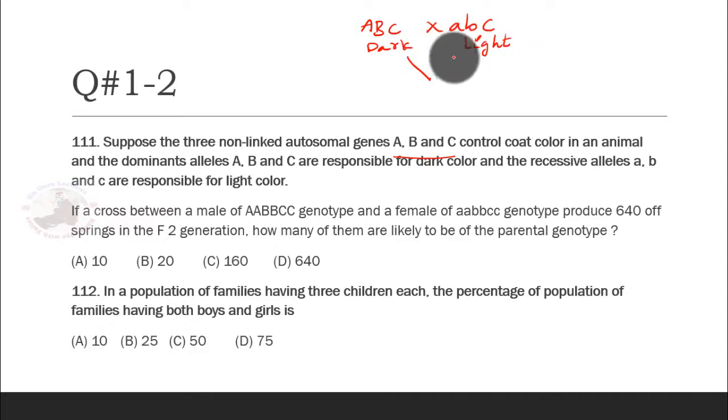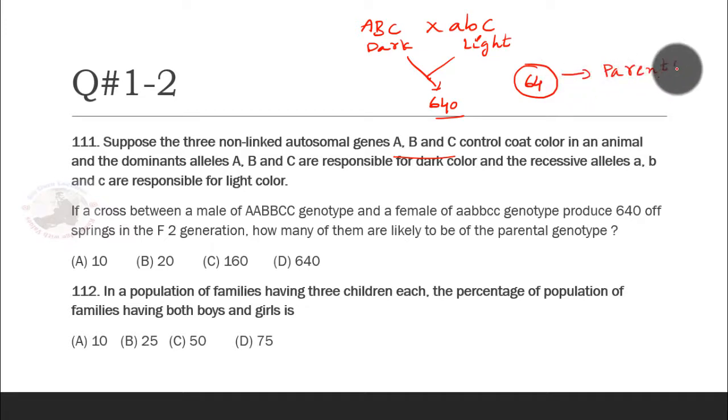When we are crossing this, they are going to be forming the offspring regularly, and as per the question they have produced 640 offsprings. That means this is a tri-hybrid cross. If you know the tri-hybrid cross, there will be chances of getting 64 types of offsprings. Among this, how many will be similar to parents? That is the question. Among the 64, how many will be related to parents?